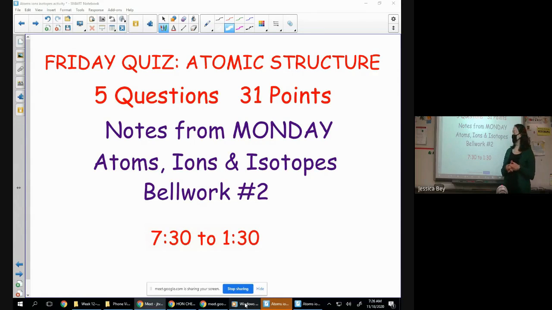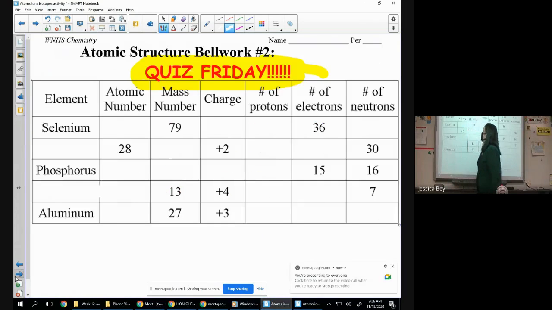So what I want to do is show you what you're going to need to be able to do for your quiz. If you would find in your worksheet or in your packet, past the atoms, ions, and isotopes, we're going to come back and finish that. But it says atomic structure bell work number 2. Awesome. I have actually put a document in the quiz that looks exactly like this.